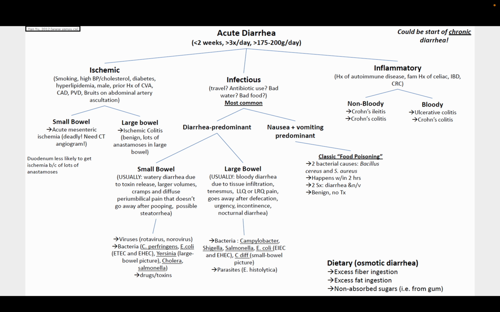Infective I have already said, usually watery diarrhea due to toxin release. Cramps can be present. They are mostly viral and bacterial. I already mentioned the causes. Some drugs and toxins also, mostly small bowel diarrhea. Large bowel usually has bloody diarrhea due to tissue infiltration.